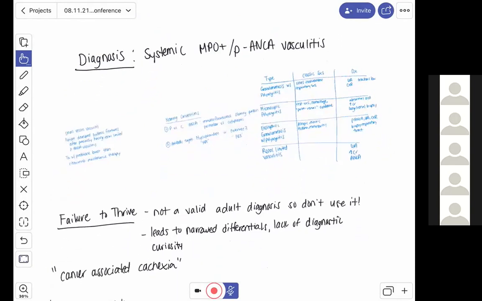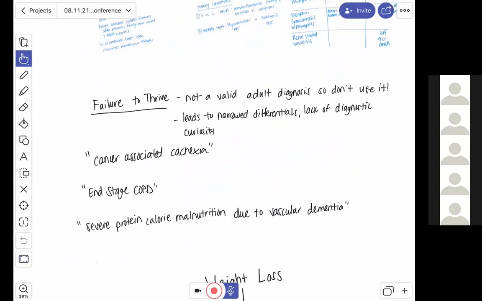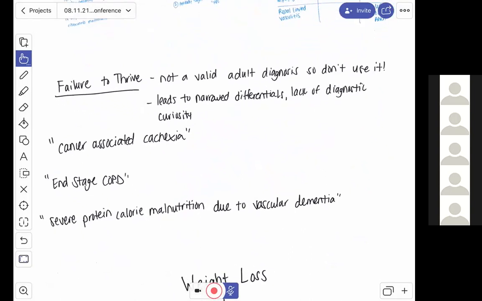Okay, and then just a word on failure to thrive. It's a personal pet peeve when I see adults admitted to the hospital with failure to thrive. It is not an adult diagnosis, and I encourage you all to be a little bit more curious with your differentials. So if somebody comes in and they're losing weight and they have a stage 4 cancer, you can call it cancer-associated cachexia. If somebody has terrible COPD and they're coming in with dyspnea and weight loss, you can call it end stage, GOLD stage 4 COPD or whatever they have.